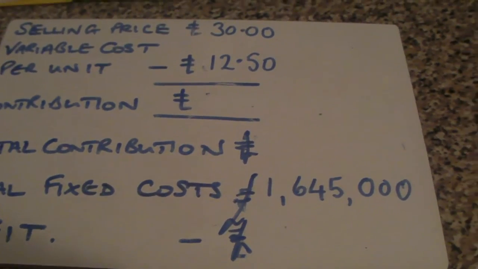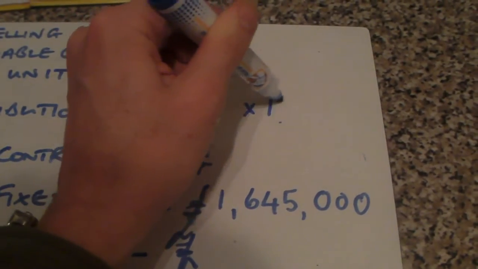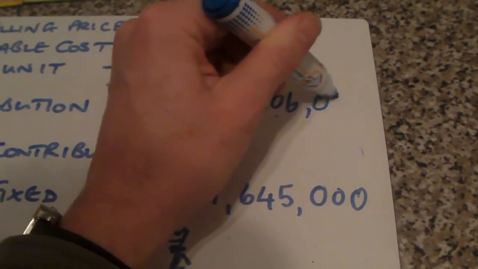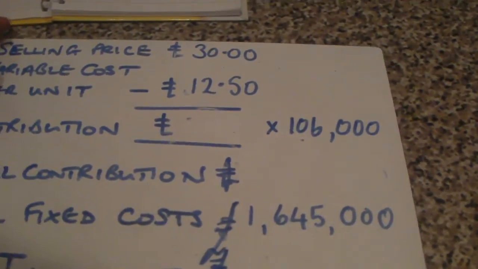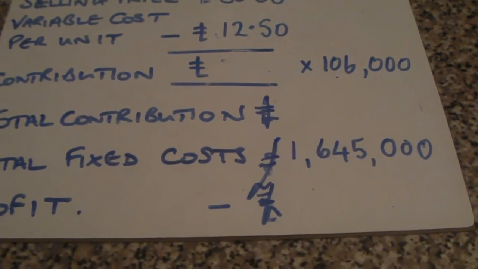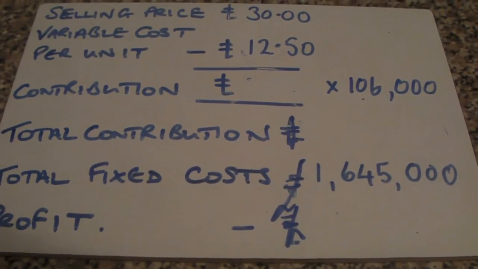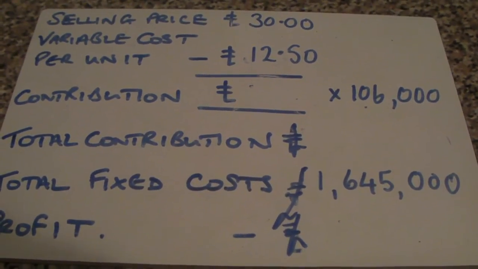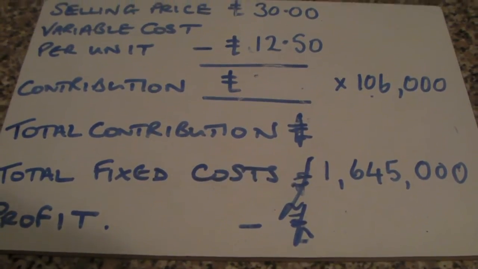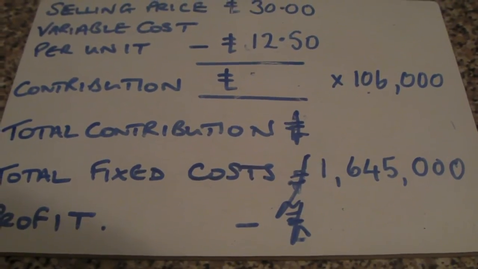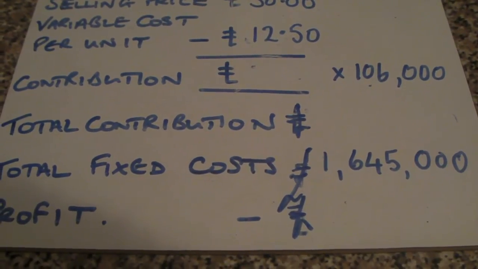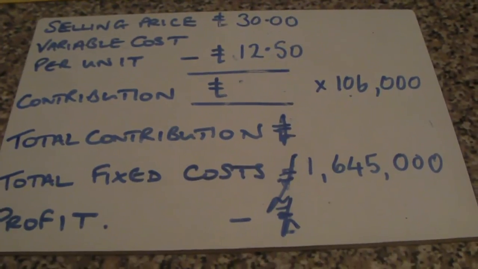So we're going to assume that they sell 106,000 copies of this game across the world. So see if you can find out what the profit would be. And as I say, get your teacher to check it, or if you're one of my students and you're doing this for homework, hand it in and I'll let you know if you got it right.